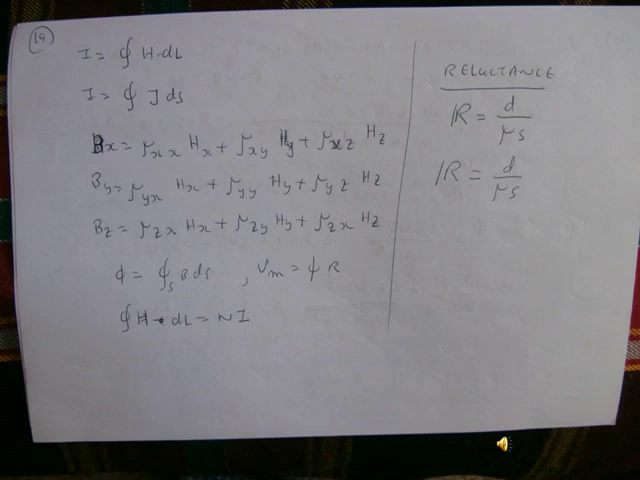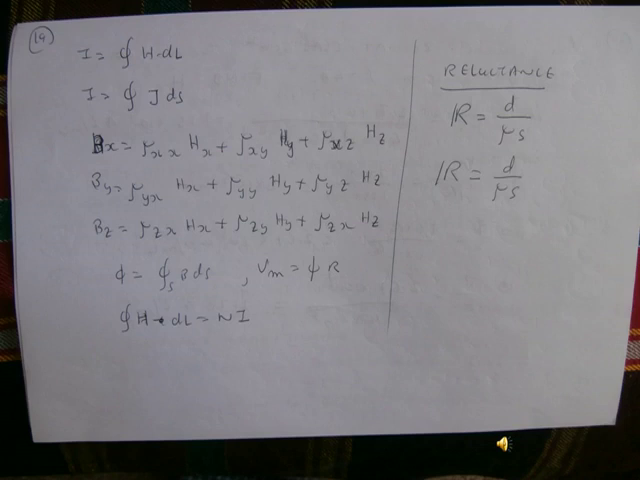This is the B-H relation. Bx, By, Bz will be the flux density in the x axis, y axis, and z axis. Those flux densities in the x, y, z axes are also related to the permeability in the x, y, z axes, and also the magnetizing force in the x, y, and z axes. So we write down the equation: Bx equals mu xx Hx plus mu xy Hy plus mu xz Hz, and By equals mu yx Hx plus mu yy Hy plus mu yz Hz, Bz equals mu zx Hx plus mu zy Hy plus mu zz Hz.